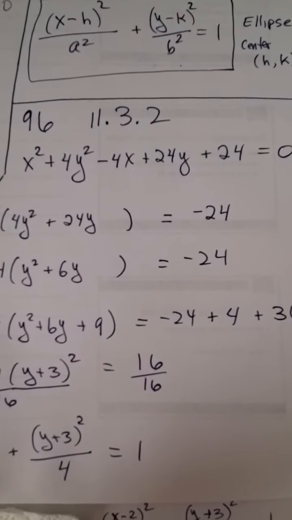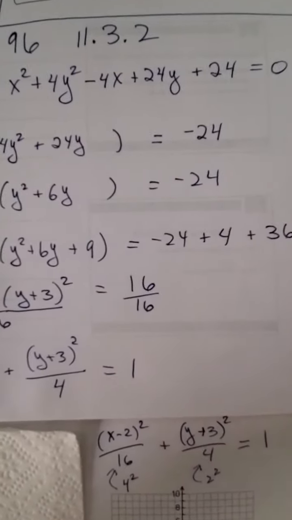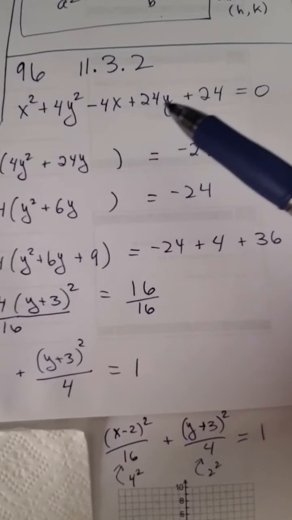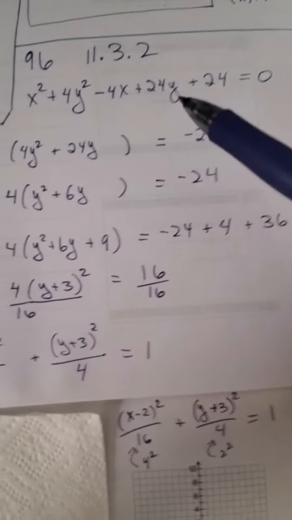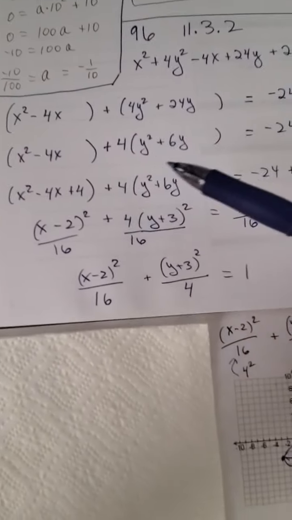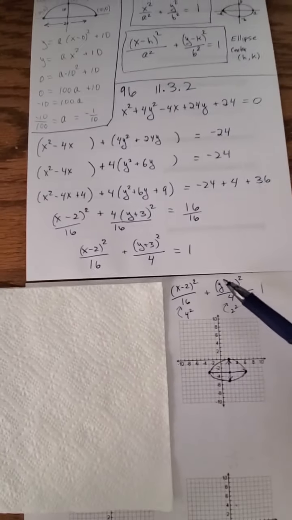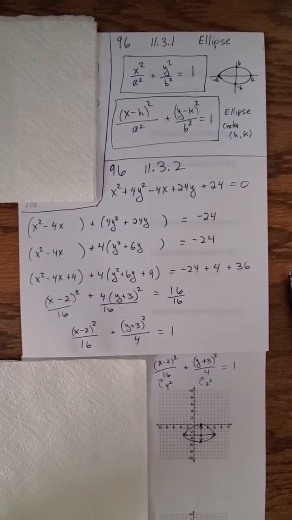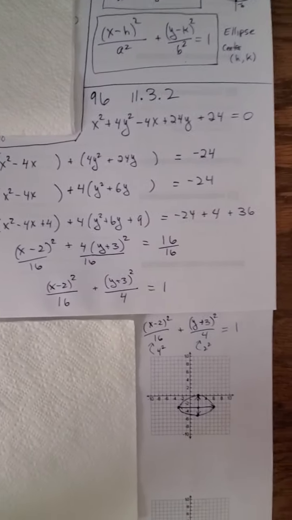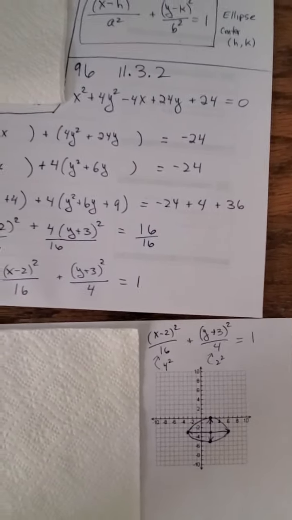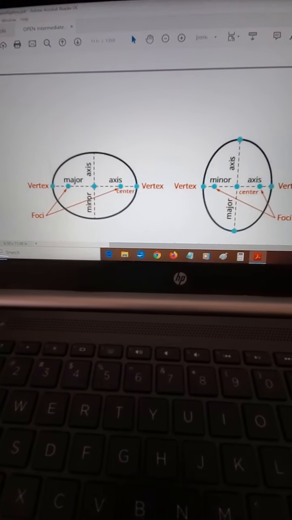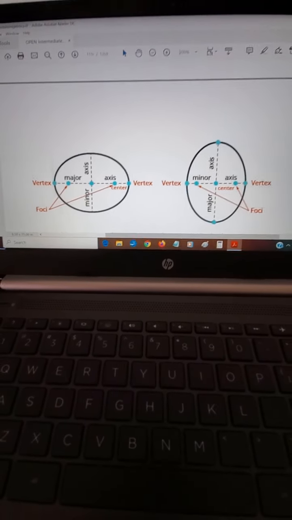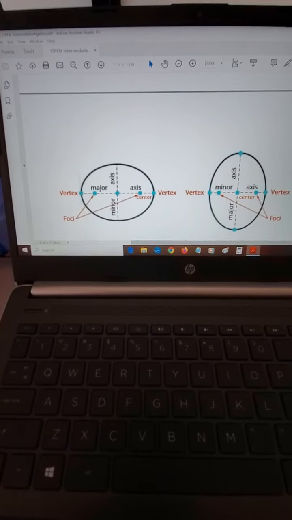This is the equation that started it: x squared plus 4y squared minus 4x plus 24y plus 24 equals 0. We went through all these crunchies here, and I just want to let you see the big picture. We eventually got this equation, this graph right here. Yay! One last thing I want to do is give some definitions, which I didn't want to bombard you with at first, but let me give you some of them now.